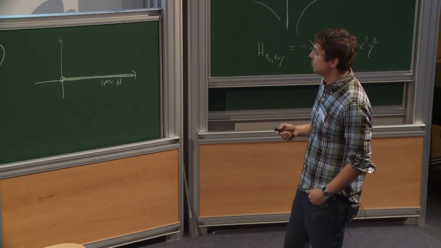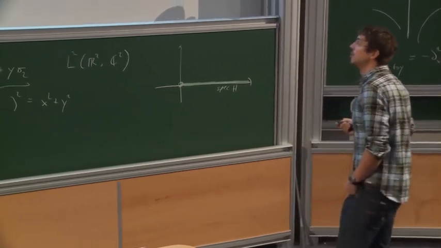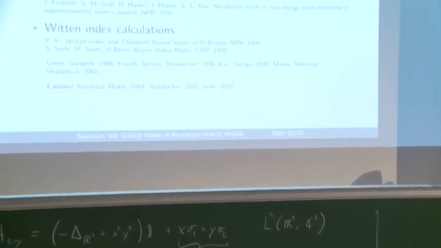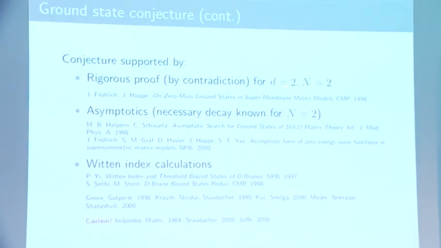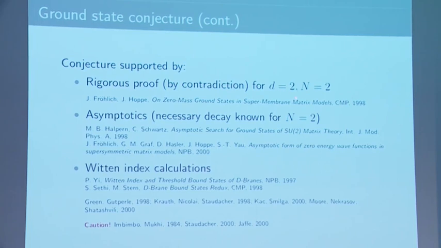So this conjecture is then supported by various evidence. In the simplest case among the full matrix models, the two-dimensional and 2x2 matrices, there is a proof by contradiction due to Jörg Fröhlich and Jens Hoppe, a proof that there does not exist such a ground state.